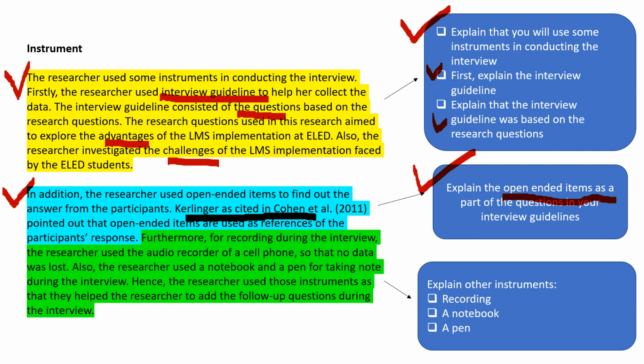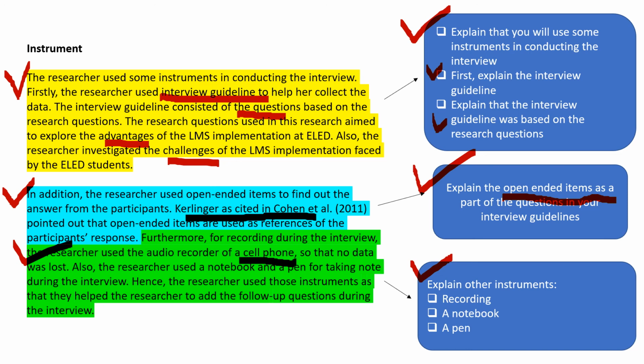Oke, kemudian yang ketiga, explain other instruments like recording, a notebook, a pen. Kemudian instrumen yang lain juga dijelaskan di sini. Furthermore, for recording during the interview, the researcher used the audio recorder of a cell phone so that no data was lost. Jadi merekamnya pakai telepon genggam.